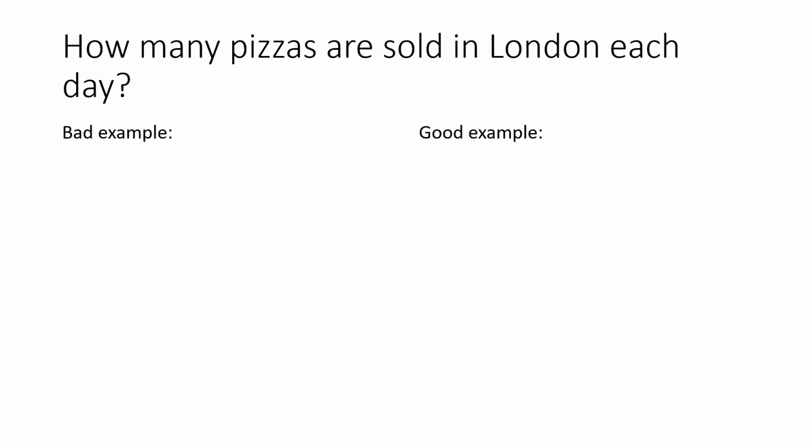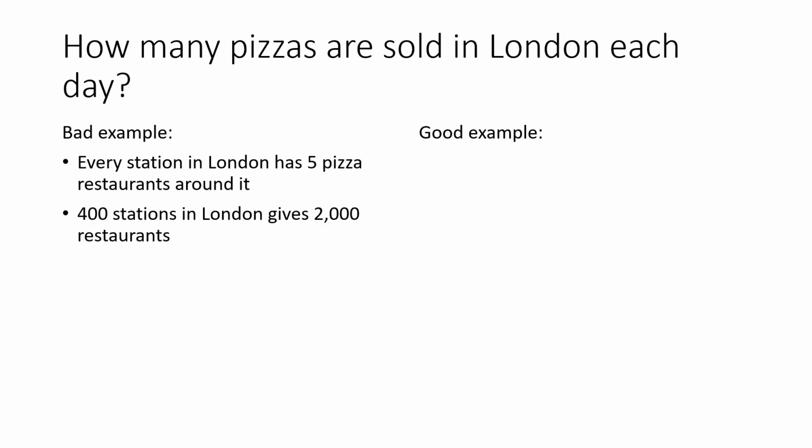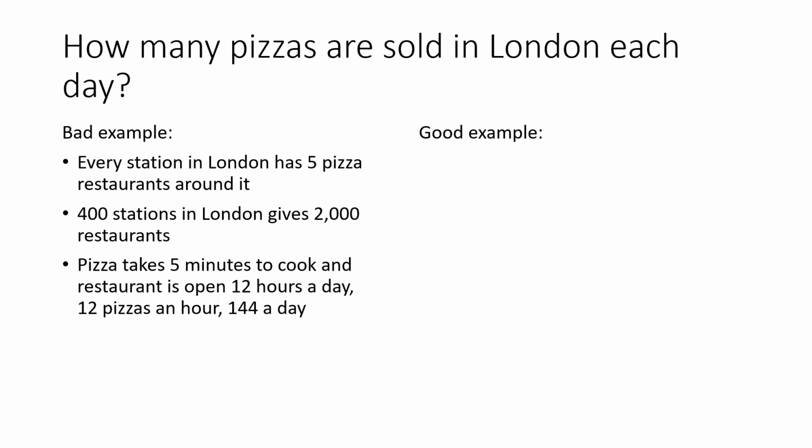Starting with the bad solution, first, you're supposed to assume that every station in London has 5 pizza restaurants around it. With roughly 400 stations in London, that gives 2,000 pizza restaurants. If each pizza takes 5 minutes to cook, each restaurant can provide 12 pizzas an hour. If these restaurants are open 12 hours a day, that's 144 pizzas a day in each of 2,000 pizza restaurants, or 288,000 pizzas total. The first problem is that we're pulling this 5 restaurant number out of thin air and using a weak proxy by attaching it to the number of stations, which we're also estimating.